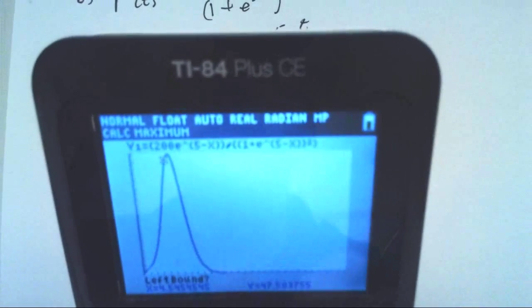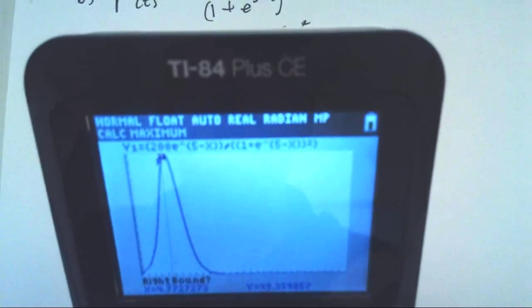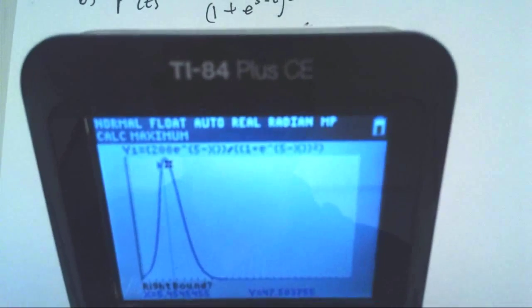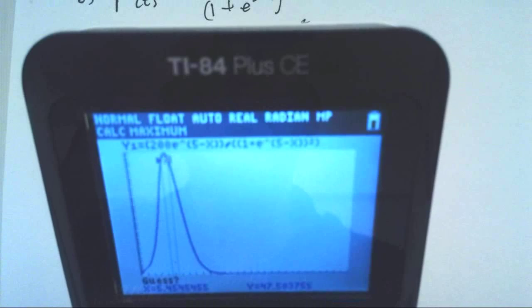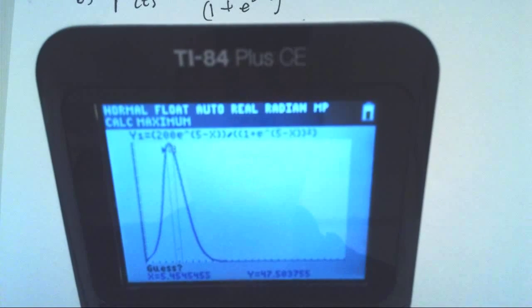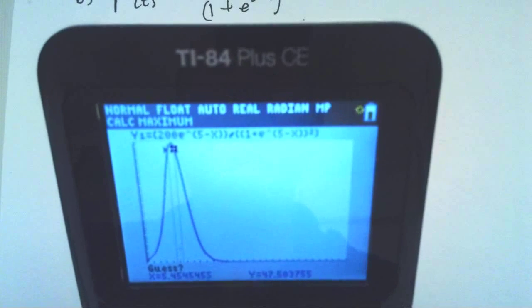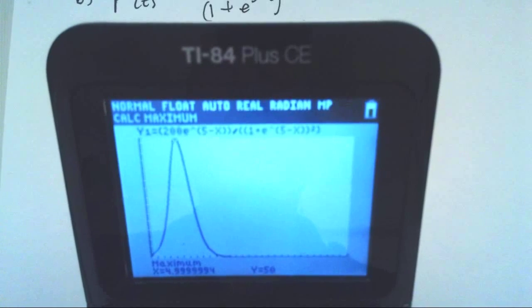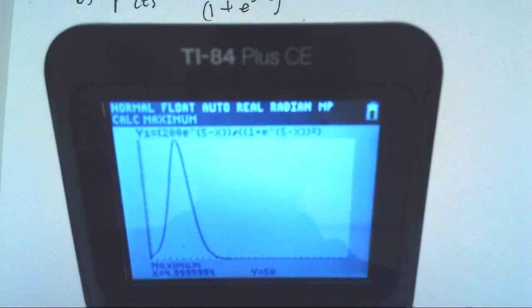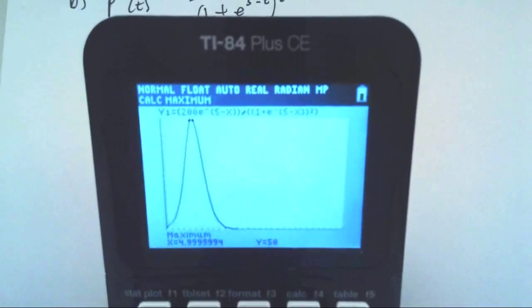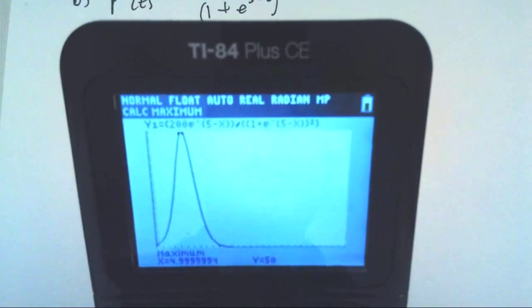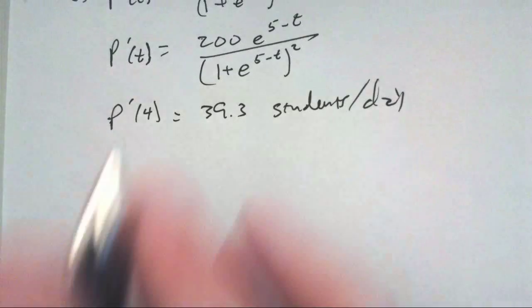I want left bound, enter, right bound. This isn't number of students. This is the graph of our derivative. And I enter, and I get virtually 5 and 50. So what is that 5? That 5 is our number of days, and that 50 that we have is our students per day.